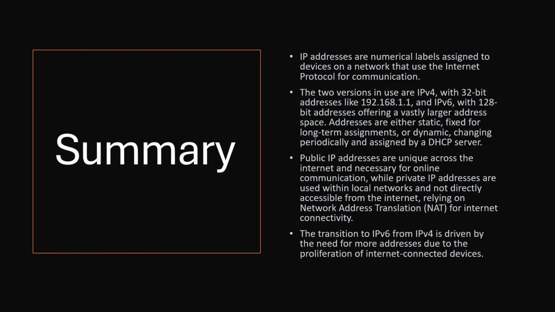So to summarize, IP addresses are numerical labels assigned to devices on a network that use the Internet Protocol for communication. The two versions in use are IPv4 or IP version 4 with 32-bit addresses like 192.168.1.1 and IPv6 with 128-bit addresses offering a vastly larger address space. Addresses are either static, fixed, for long-term assignment, or dynamic, changing periodically and assigned by a DHCP server. Public IP addresses are unique across the internet and necessary for online communication, while private IP addresses are used within local networks and not directly accessible from the internet, relying on network address translation for internet connectivity.